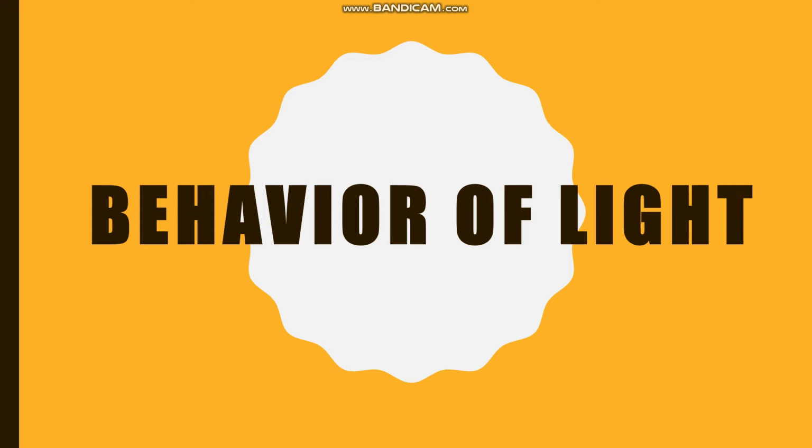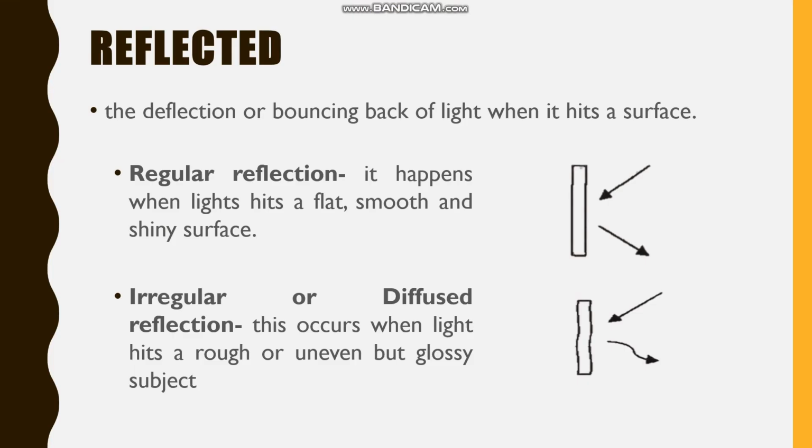Next, behavior of light. Pag-usapan natin yung behavior ni light. First is very basic na napag-aralan to ng elementary, reflected. It is the deflection or bouncing back of light when it hits a surface. We have two classifications of reflected light, which is the regular reflection, o yung tinatawag nating specular, and then irregular or yung diffuse reflection. So, again, dito muna tayo sa reflection. Reflected is the bouncing back. Tumama si light, nag-bounce pabalik si light.